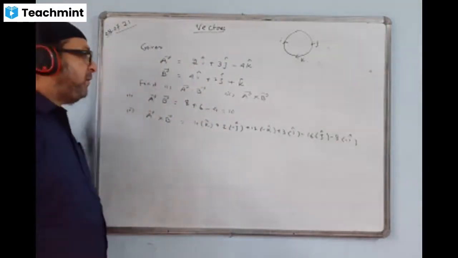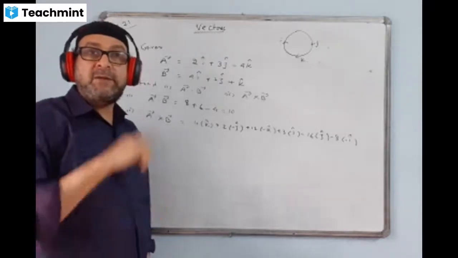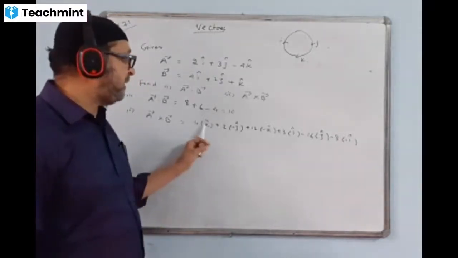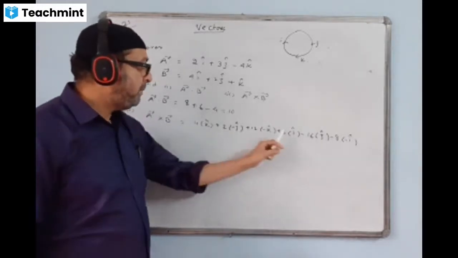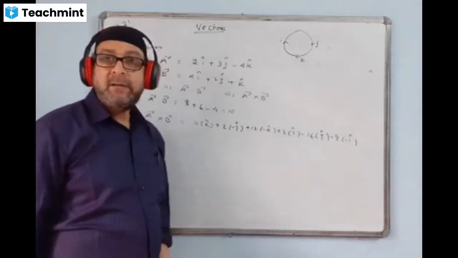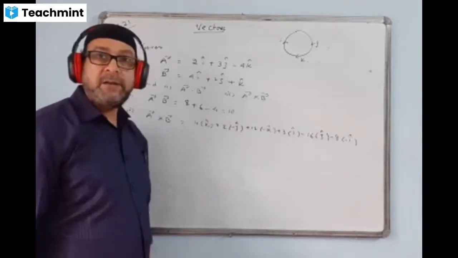You can have a look at it within the bracket. Everything is occurring once with the plus sign, once with the minus sign. You can see the plus k, then we got minus k here. Minus j, then we got plus j. Plus i, then we have minus i. You must have a look at the bracket also, what is coming within the bracket.